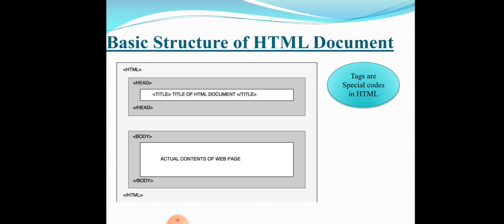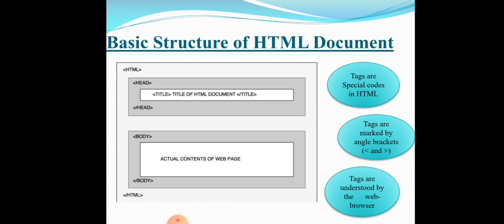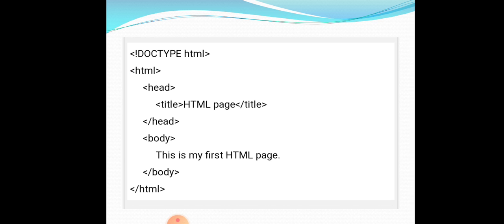Now we were talking about tags. Tags are the special codes. These head, HTML, body, title, are known as tags, and tags are the special codes used in HTML language and are written in angular brackets. These are understood by the web browser. Like any other language, this is the basic syntax or the layout of an HTML source page.